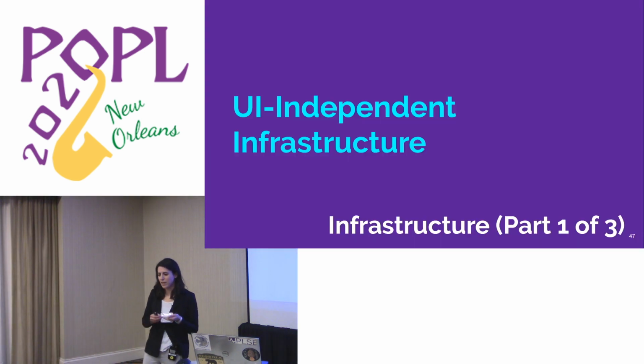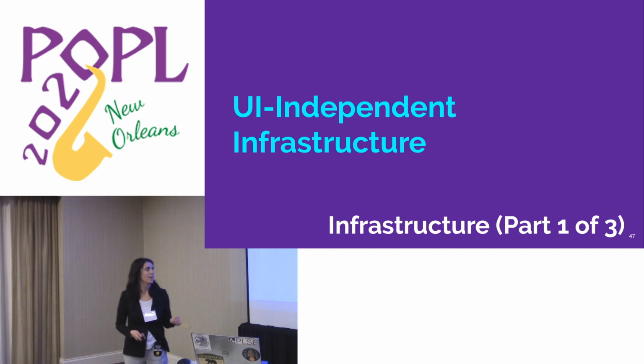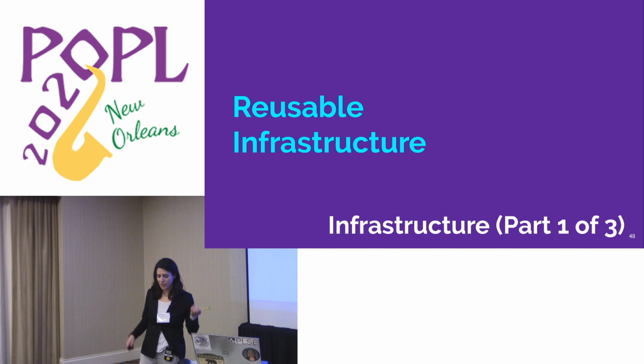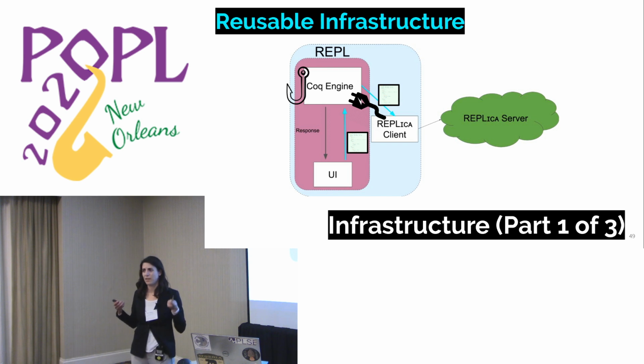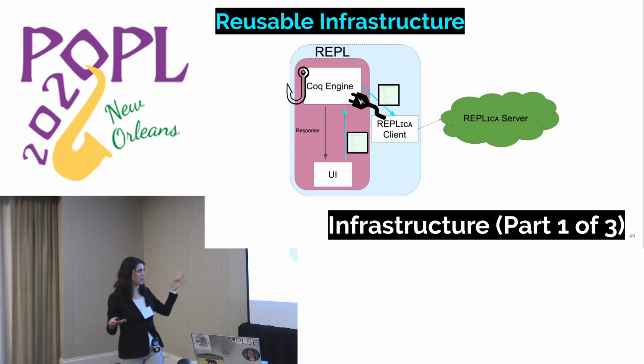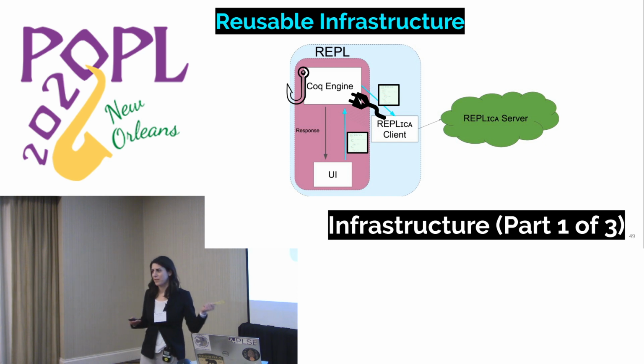This infrastructure is UI independent because it goes through the REPL, so we don't have to change Proof General or CoqIDE or anything like that. But it's also reusable. This REPLica tool is on GitHub, and you can use it. And also, these tools, this hook, these are in Coq 8.10, just the normal release. So you can use those if you'd like to. And we hope the ideas will also help in other proof assistants.